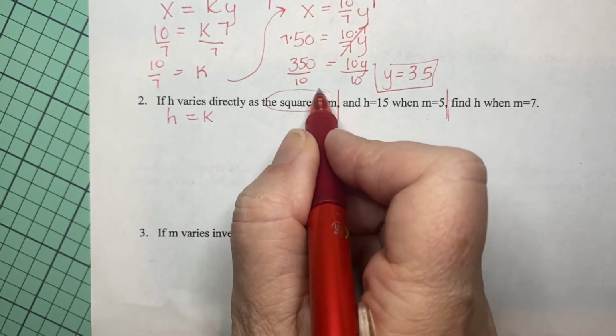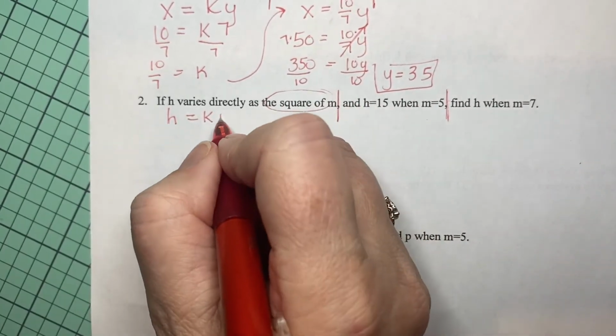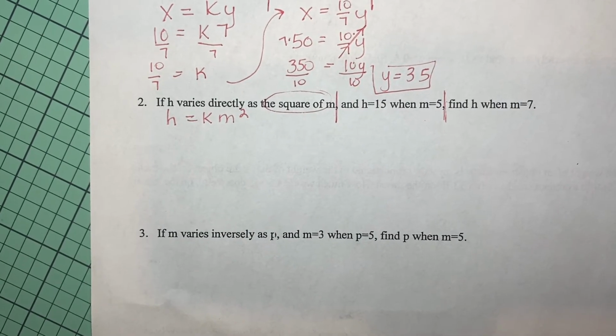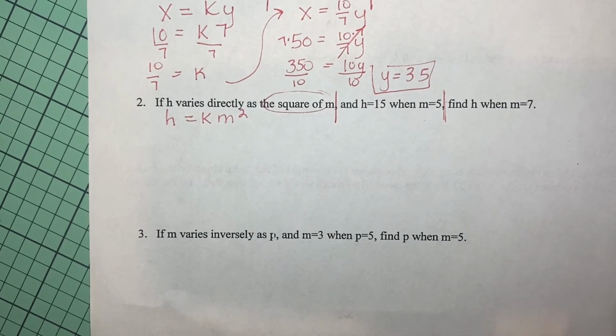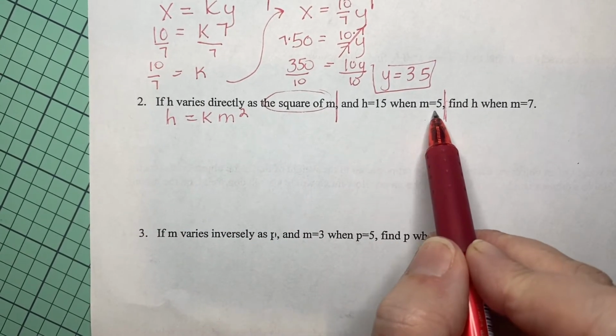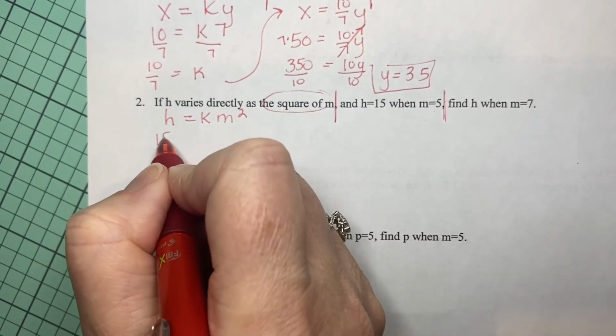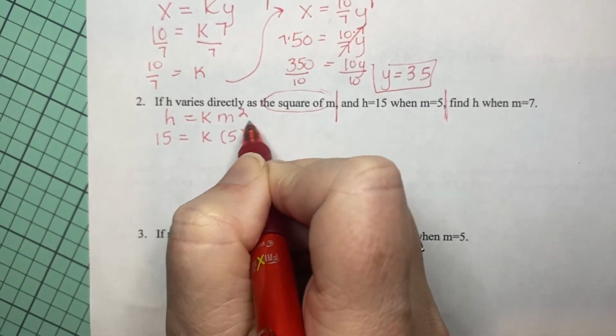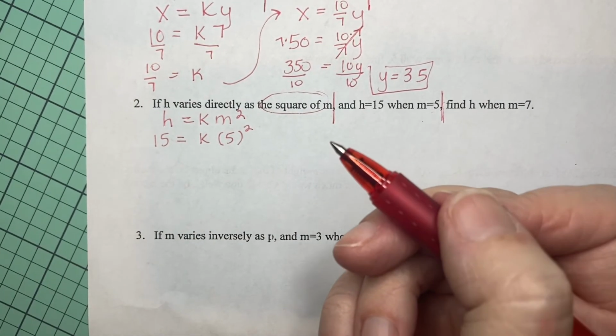So this is a little bit different, but what does the square of M mean? It just means M squared. So instead of just an M there, you're going to have an M squared. So there's our equation. Then we plug it in. H is 15 and M is 5. So 15 equals K parentheses 5 squared, because remember, you've got to put that in parentheses if you're going to square it.